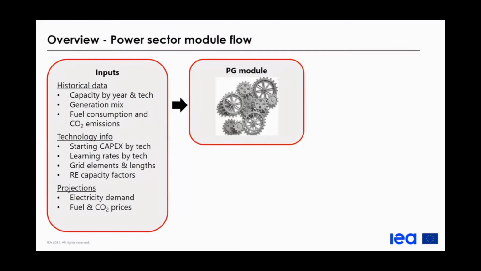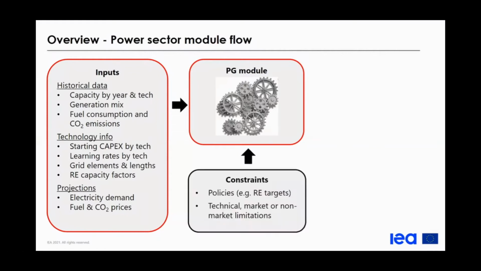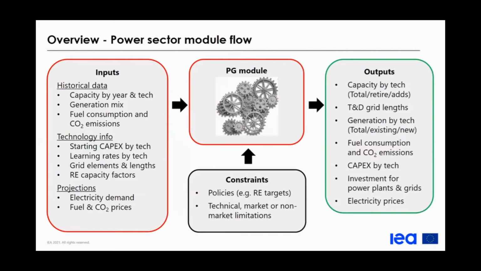On top of that, some elements are linked to projections from other modules. So, as mentioned earlier, we need electricity demand from the demand module. On top of that, fuel prices that would come from the supply module, and CO2 prices in regions that have applied these kinds of policies. Talking about policies, we also have constraints. Other policies than CO2 pricing can be renewable energy targets, but other constraints can be market or non-market related, or technical. And as output, we are able to derive capacity, the network length, generation, fuel consumption, cost, investment, and electricity prices that would then be implemented as a feedback loop for the electricity demand module.